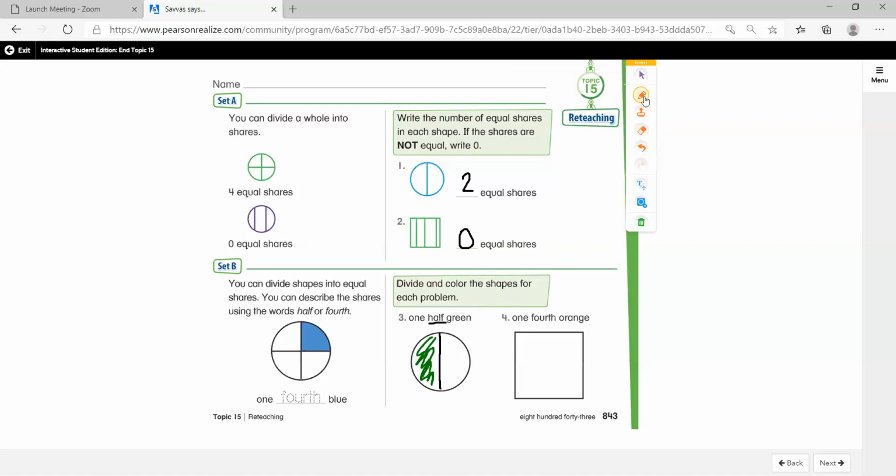Number 4, 1/4 orange. For this one, we're going to cut into 4 pieces. So I'm going to divide my shape, my square, down the center and across the middle for 4 pieces. And you should color one of those pieces orange.